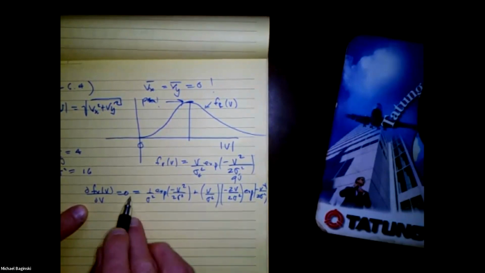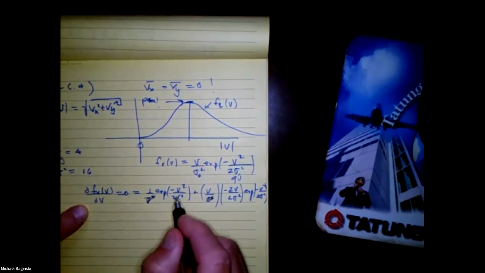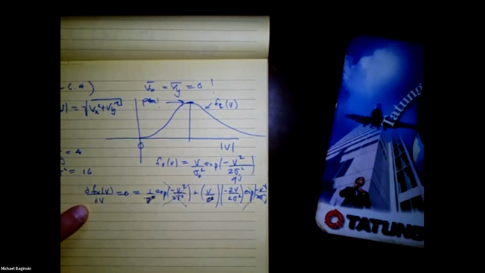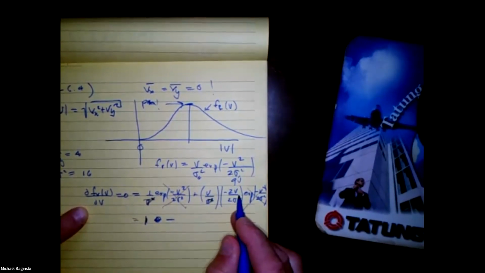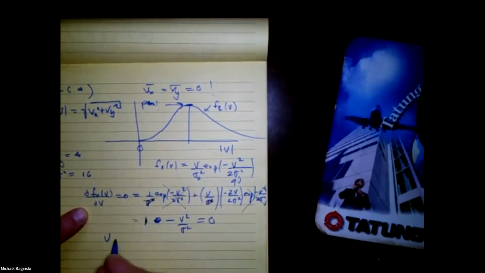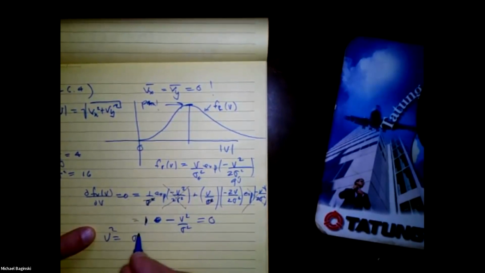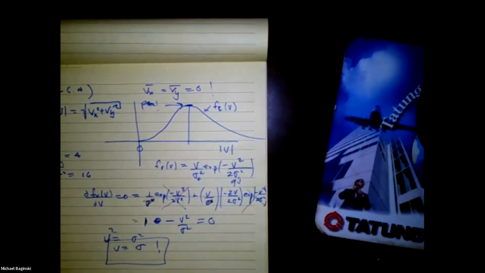I can multiply, since it's equal to 0, everything, and get rid of sigma. Then I can divide everything by this exponential, get rid of the exponential right here and here. Now I have this, which will be 1, trying to do this right, 1 minus, and this is going to be what? V squared over sigma squared is equal to 0. And you see how v squared is equal to sigma squared, or v itself is just equal to sigma.